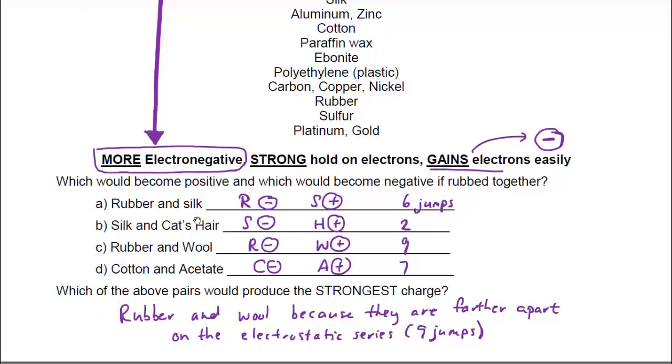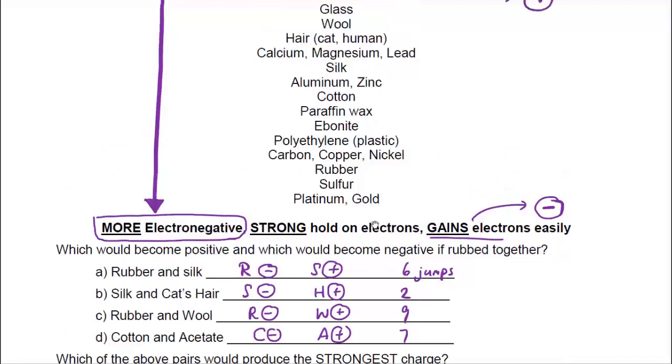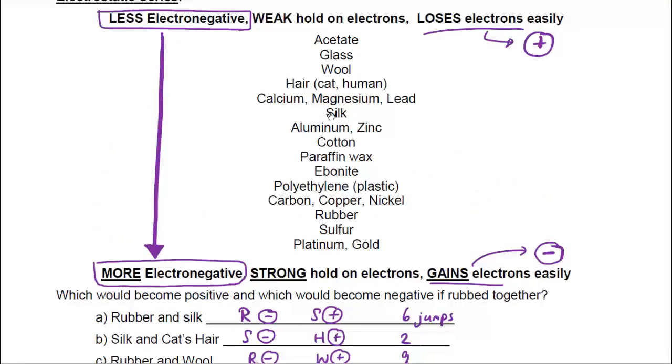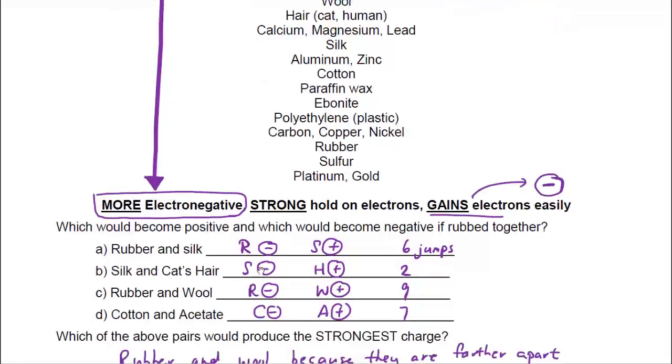Okay, so here's some comparisons. You're going to do this as a little assignment next. Let's compare rubber versus silk. So we go up and we look for them. There's silk and there is rubber. Rubber is more electronegative, so it should become negative, and then the silk should become positive. If you're looking at silk versus cat hair though, hair is less electronegative, has a weak hold, so it'll become positive, and then the silk will become negative. Silk negative and hair positive. And then the rubber versus wool.